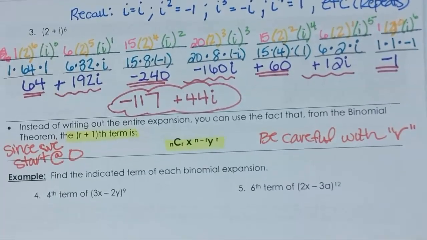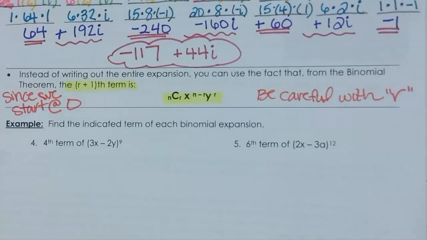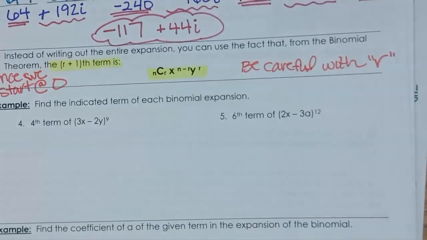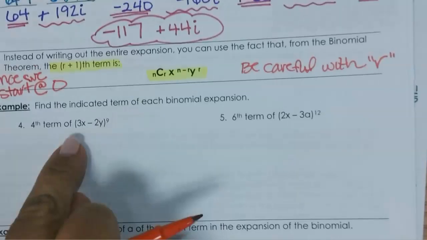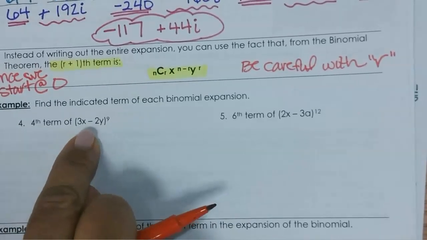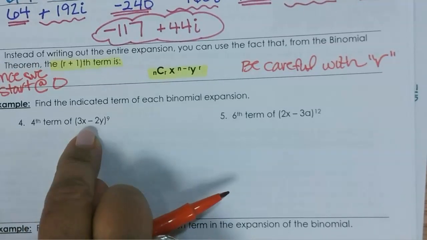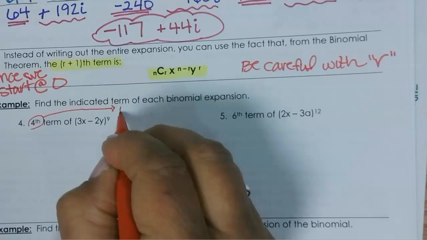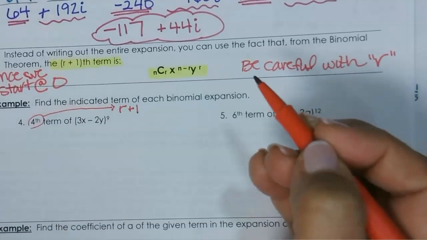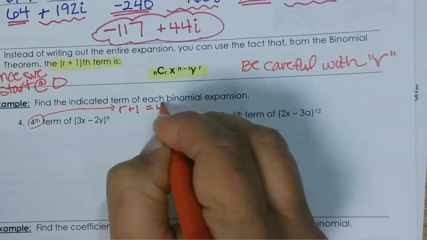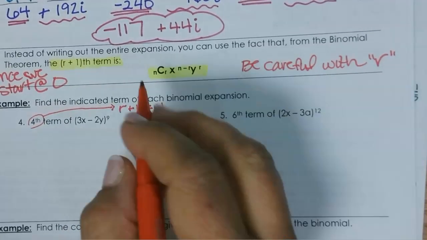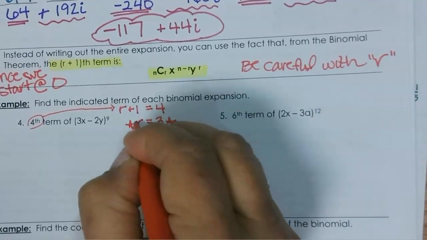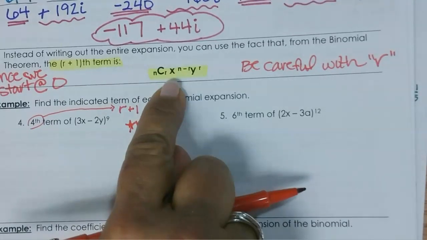So this says to find the indicated term of each binomial expansion. And it wants us to find the 4th term of 3x minus 2y raised to the 9th power. So this 4th term means that that is the r plus 1 term. So r plus 1 equals 4, which means that your r is going to equal 3. And that's what we're going to use in this formula.